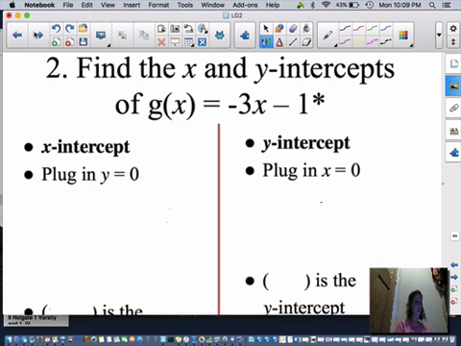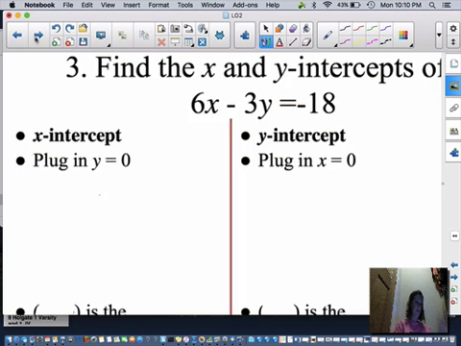All right, so go ahead and try this one. You can pause it at this time and try it on your own. And then I'm going to go ahead and go to the next problem, and I'm going to do this one for you. Okay, in this one, it's already in standard form.